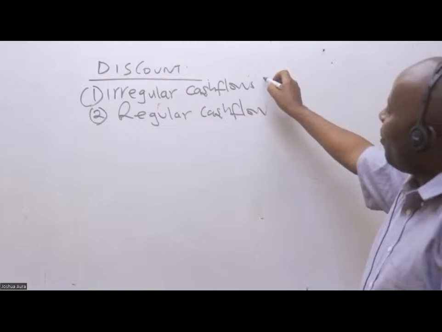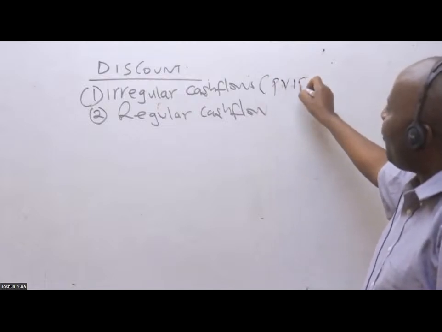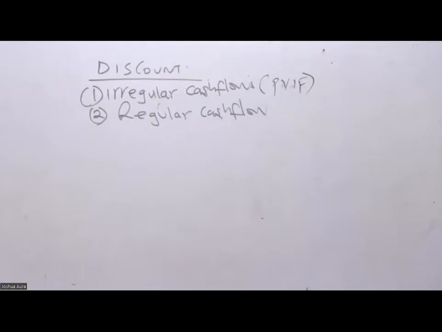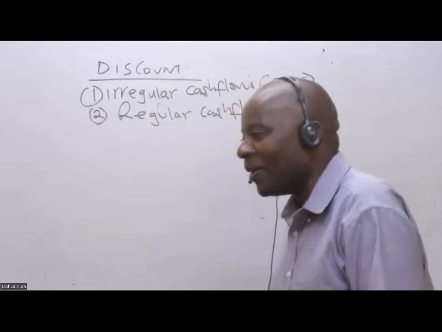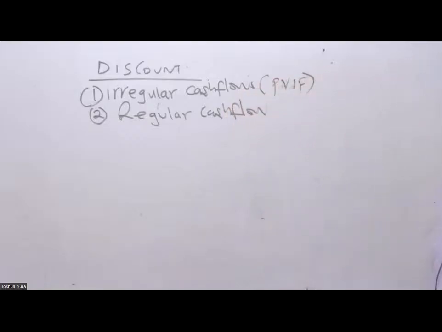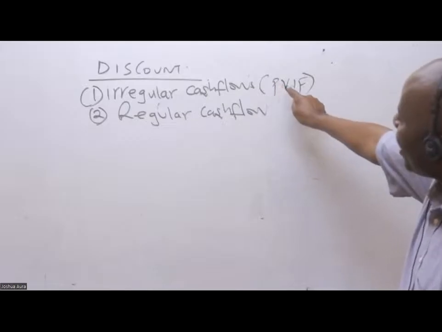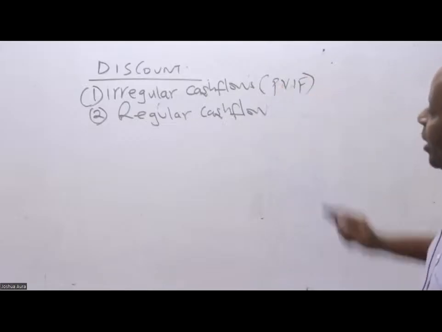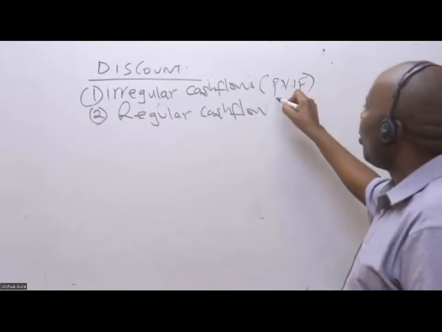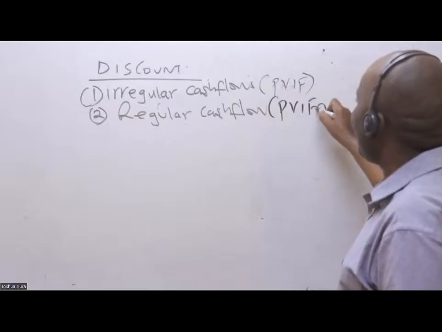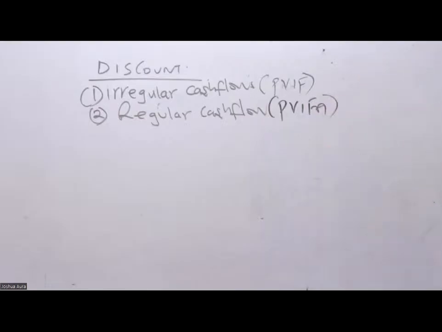For non-uniform cash flows, normally we use what we call the PVIF. PVIF is present value interest factor. To discount irregular cash flows, we normally use the present value interest factor. And then to discount the regular ones, which are also known as uniform cash flows, we normally use the PVIFA, present value interest factor of an annuity.